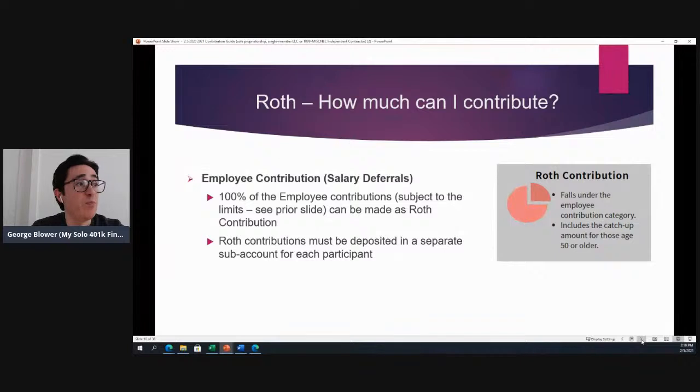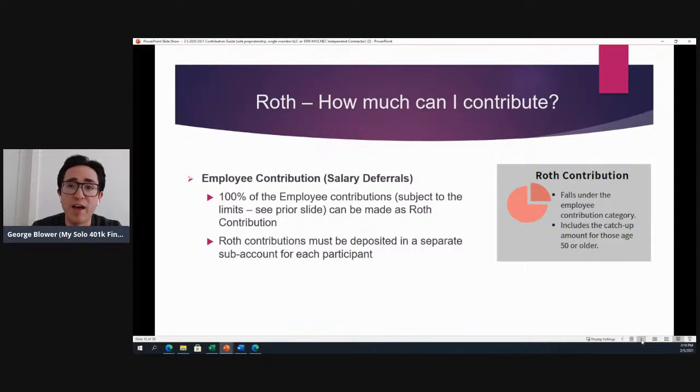Roth contributions, as mentioned, the employee contribution, the $19,500 or the additional $6,500 to get you up to $26,000 if you're 50 or older, those contributions can be made as a pre-tax contribution or as a Roth contribution. So it's really subject to those same limits on the prior slide. A key point to always keep in mind is that if you're going to make Roth contributions, those need to go into a separate Roth 401k sub-account.